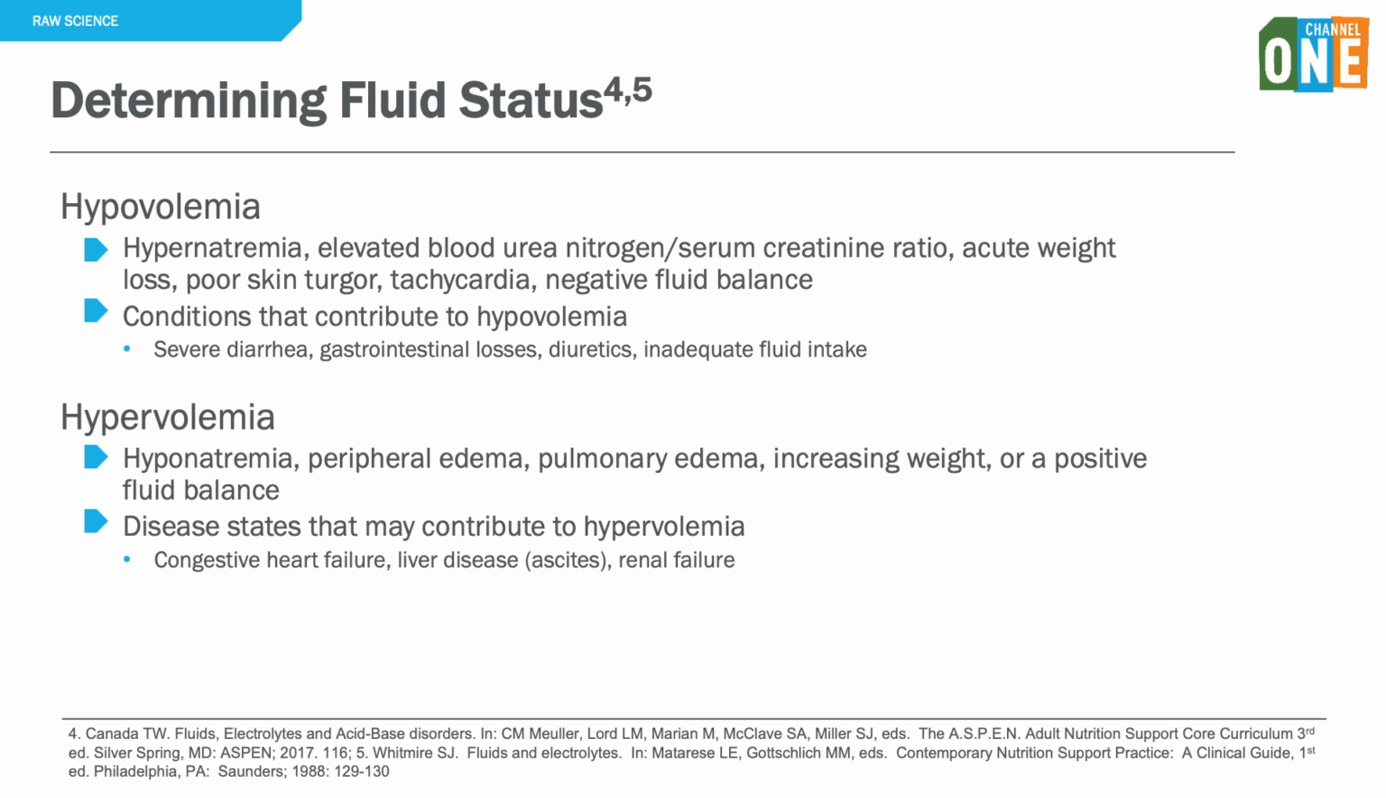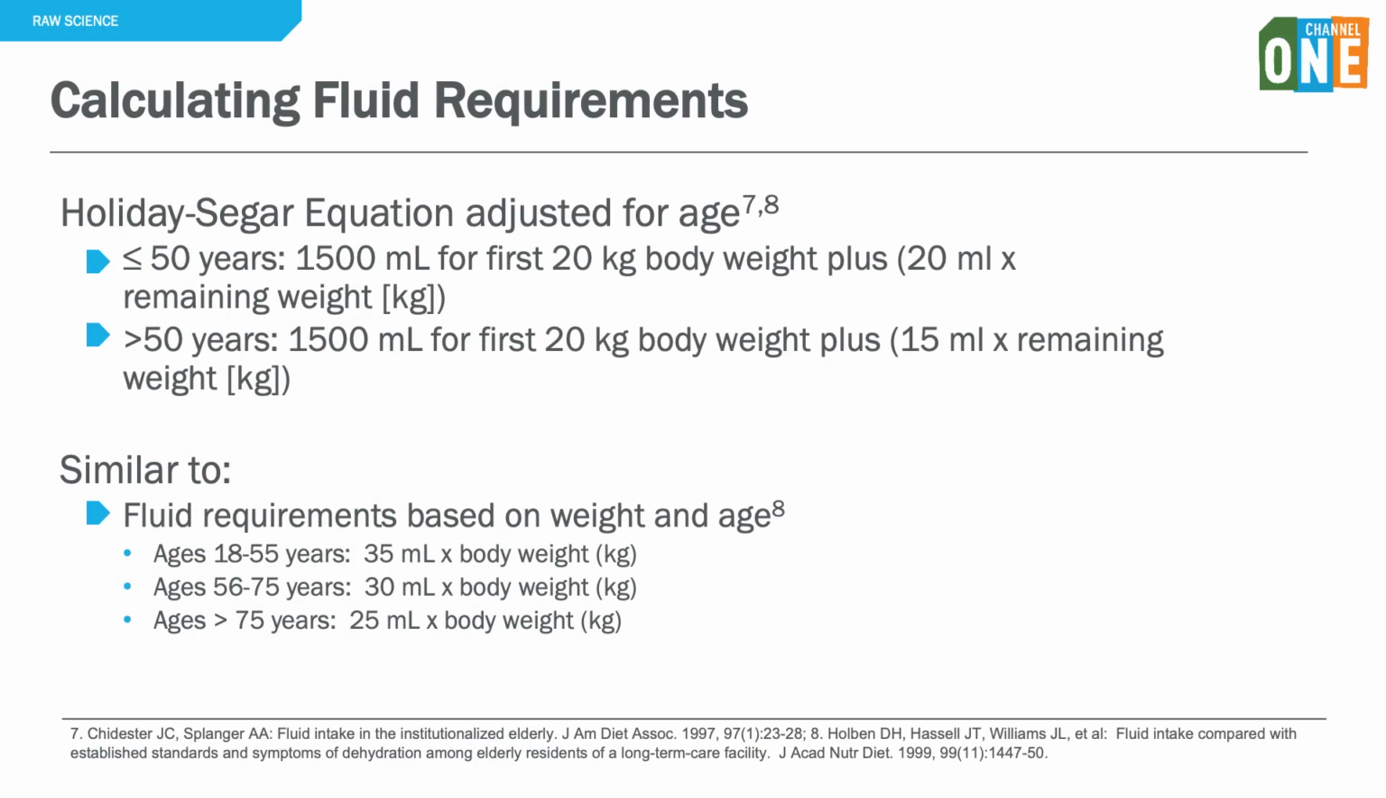Patients that are hypervolemic may exhibit signs and symptoms such as hyponatremia, peripheral edema, pulmonary edema, increasing weight, or a positive fluid balance. Disease states that may contribute to hypervolemia include congestive heart failure, liver failure with ascites, and renal failure. The Holliday-Segar equation is utilized to calculate fluid requirements in adult patients.